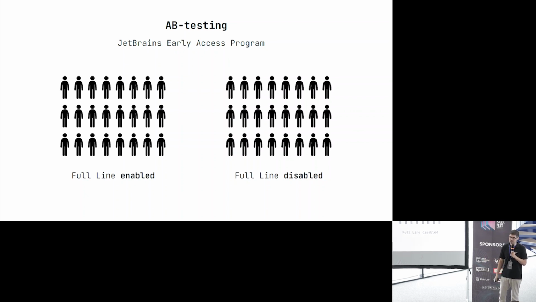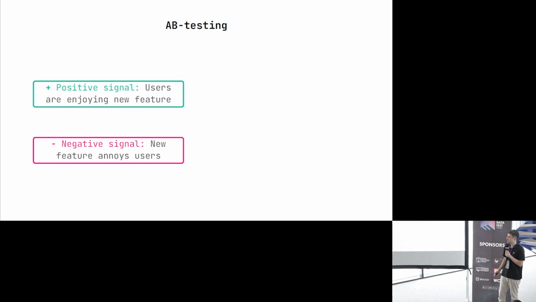So what are the metrics that we are measuring in our experiment? There are two important types of signals that we want to capture during our experimentation. First of all, a positive signal, signifying that users are enjoying the new functionality. More code is generated. The user has to type less to achieve the same result. And the negative signal, signifying that the new feature somehow annoys users. Our ultimate goal here is to maximize the positive signal while controlling for the negative signal, not allowing the negative signal to grow above the baseline value, which is the value for the test group without full-line code completion.